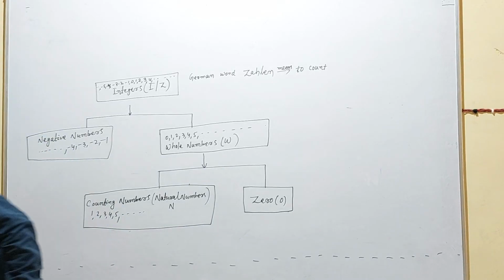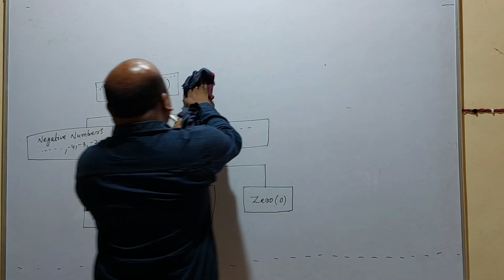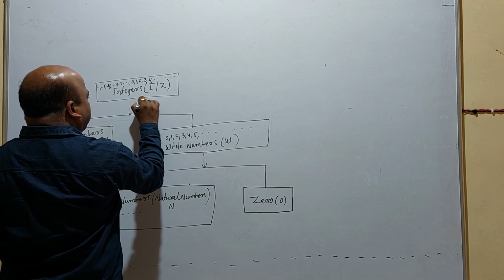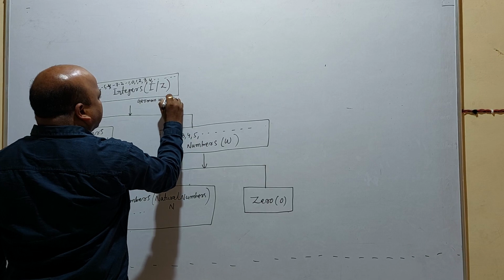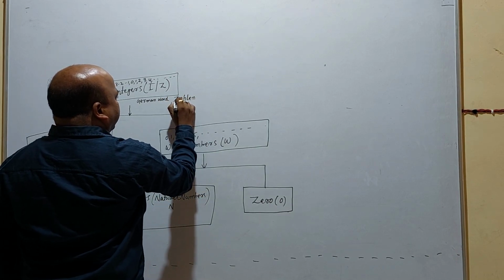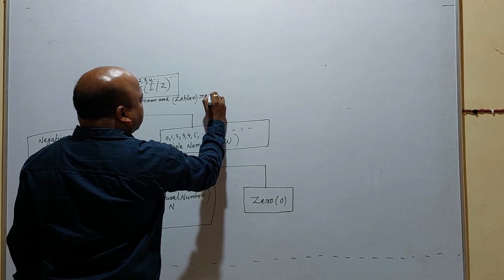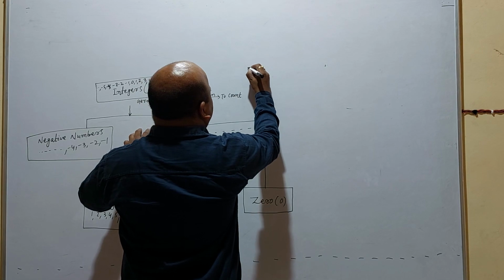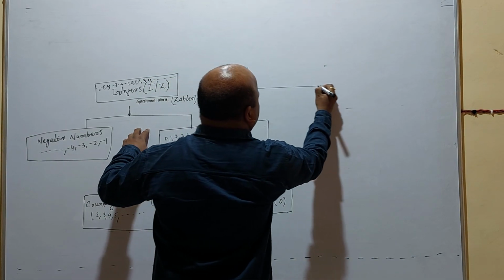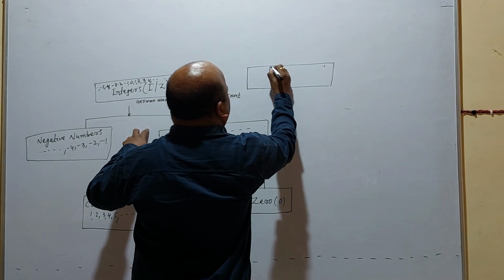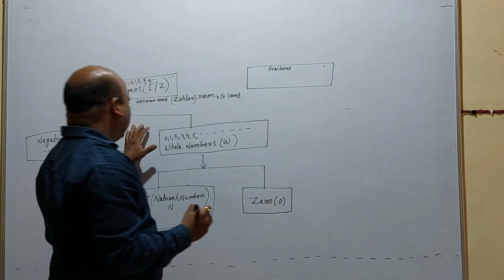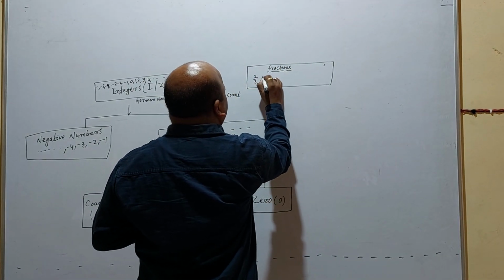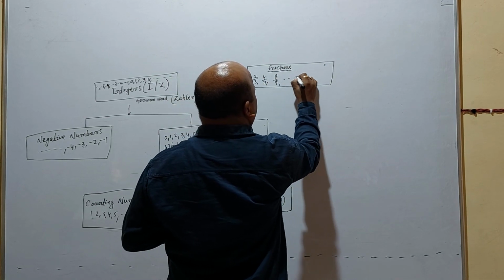Just a minute students, again I am writing the same thing. Z, German word Zahlen, means to count, right? When these integers are included with fractions, we write fractions. Fraction means apart from a whole, that is 2 by 3, 4 by 7, 8 by 9. So these are the numbers.